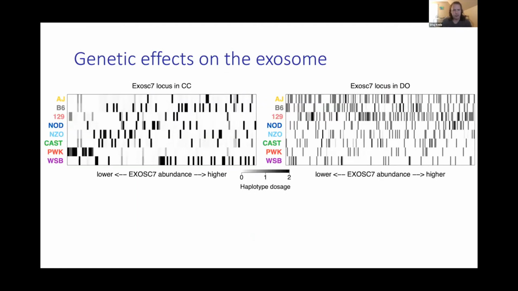And so here I'm plotting grids of the founder haplotypes at the EXOSC7 locus that seems to regulate this whole complex in the CC. And so each vertical slice of this grid represents a mouse, and then I have the genotype colored in, technically it's the haplotype dosage. And then the columns are ordered based on the magnitude of the phenotype. So basically this cluster here represents that low PWK effect. But what stands out is if you look at the DO, we don't see any sort of low cluster. But if you also look at the bars here, we don't see any individuals that are actually homozygous for the PWK allele.